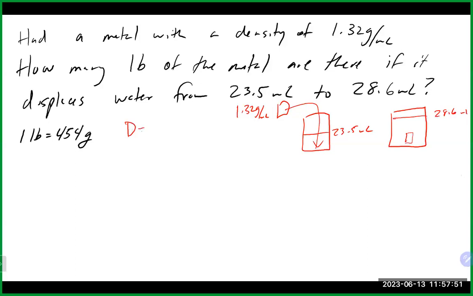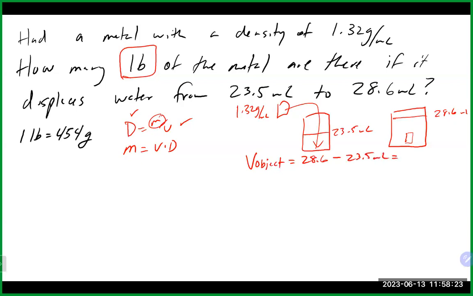If we think about density, which is mass divided by volume, we have the density given to us. We do have the volume given to us. So it makes sense to solve for mass, since that's the only thing we do not have. And since we are looking for how many pounds, which is a mass, that is a good route to where we want to end up. So volume times density here. To figure out our volume, it would be our final volume, 28.6, minus our initial 23.5 milliliters. That's going to give us 5.1, I believe, milliliters as the volume of the object.